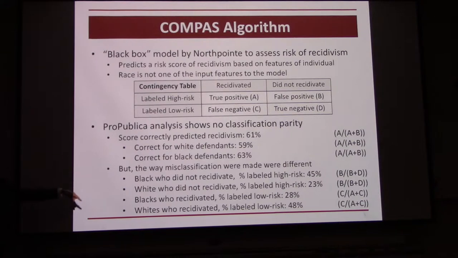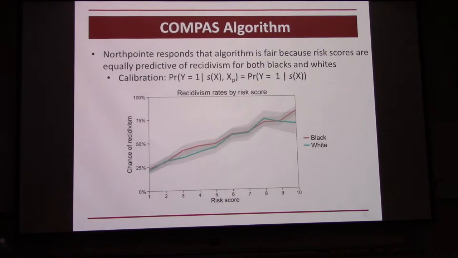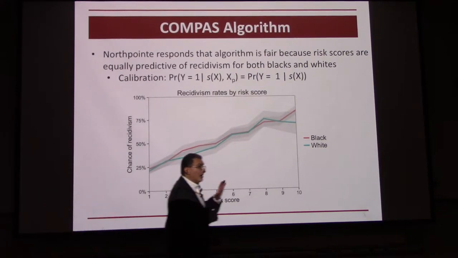Okay? And race is not an input to this algorithm. This is just what it learned based on historical data. Okay? So then we think about, okay, so what does this mean for us? What is North Point's answer when you take this data to them and you say, you know what, yeah, there's this problem? They say, oh, no.